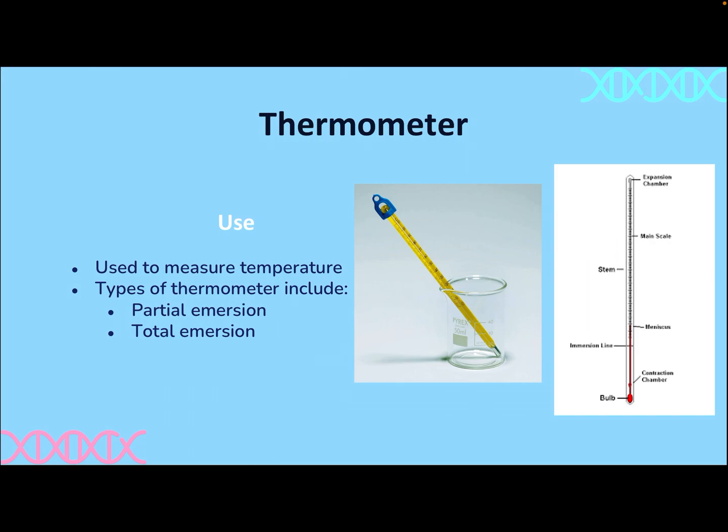Next is a thermometer. It is used to measure temperature, and it can be either a partial immersion thermometer, which can be used to measure the temperature of water baths, heating blocks, and ovens, while total immersion thermometers are generally used to check refrigerators and freezers used in the laboratory.